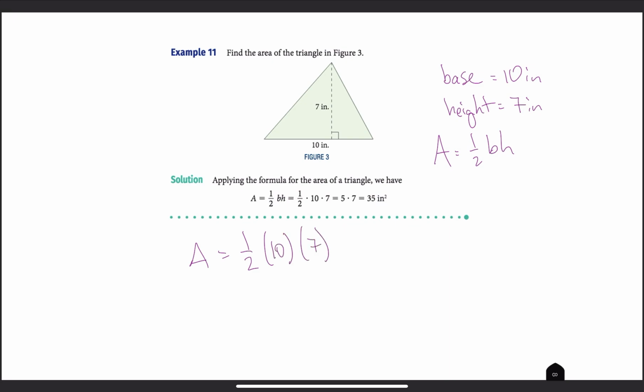So that's 1/2 times 10. Half of 10 is 5, times 7 is 35. And because this was inches units times inches units, this is now in inches squared units. And so the area of the triangle is half the base times the height. And so that's why we need to be able to multiply with fractions.